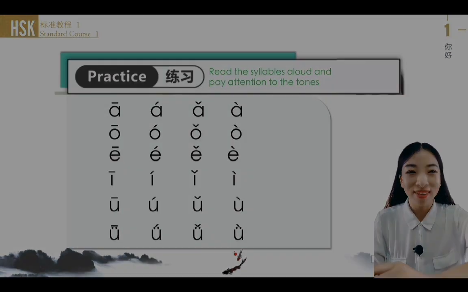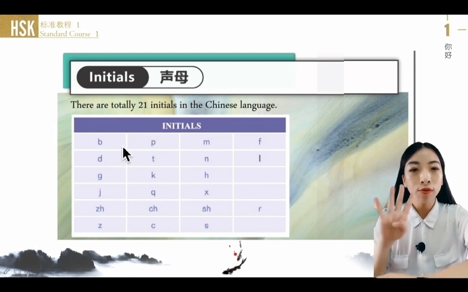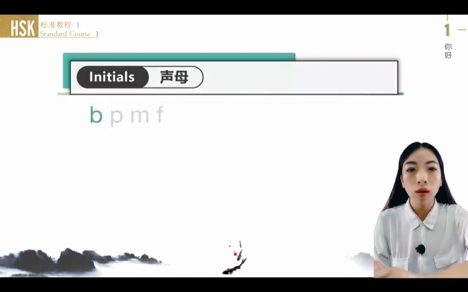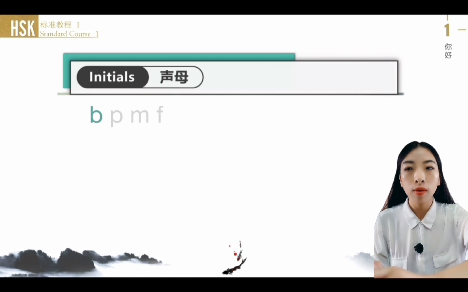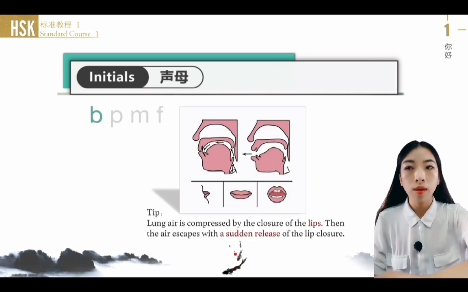Good job. We already know there are totally 21 initials in the Chinese language. And in this lesson, we will learn 4. Let's see. B, P, M, F, B.